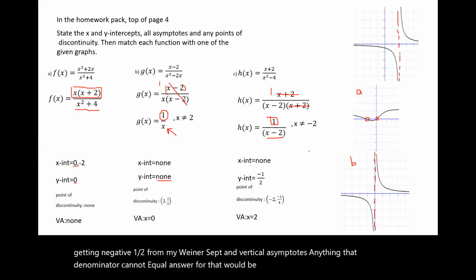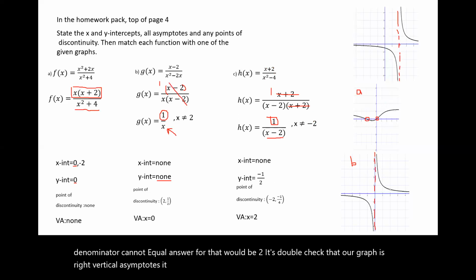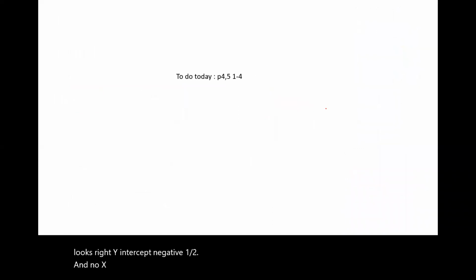Let's double check that our graph is right. Vertical asymptote at 2, check. Point of discontinuity, negative 2, negative 1/4, that looks right. Y-intercept, negative 1/2. And no x-intercept. Good. Okay, your job, 1 to 4, your goal again is to get quick at recognizing these functions. You don't want to graph the whole thing. Have fun.